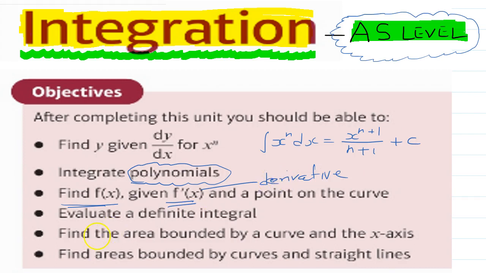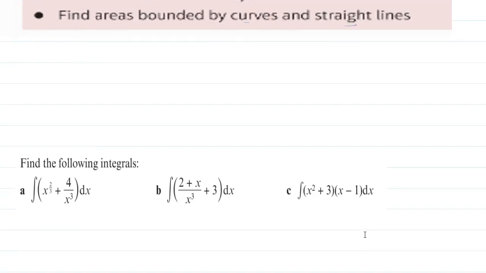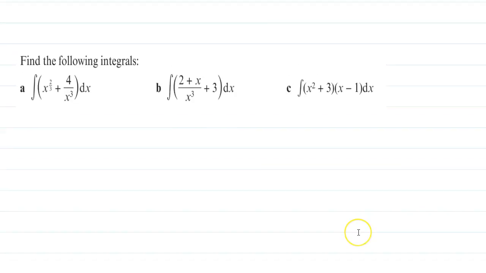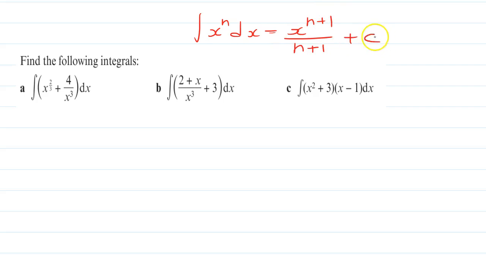Okay, now we will evaluate a definite integral and find the area bounded by a curve and the x-axis, and find areas bounded by a curve and a straight line. So let's start our question. If a question comes like this, find the following integral. As we have already discussed, our formula is integration of x to the power n dx, it will be x to the power n plus 1 divided by n plus 1 plus constant c.